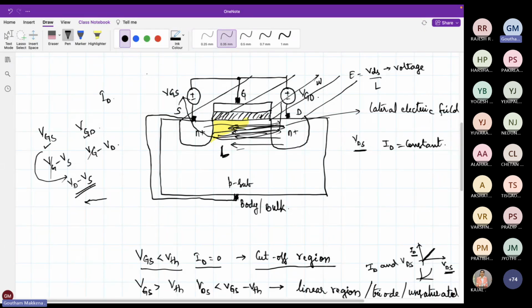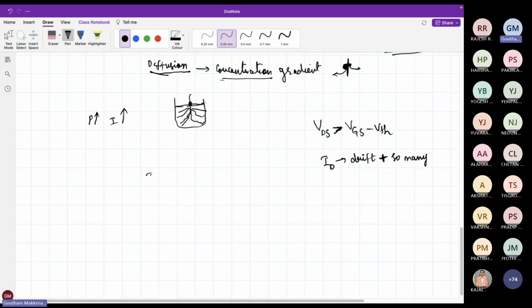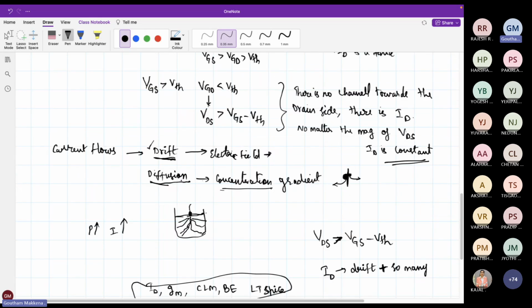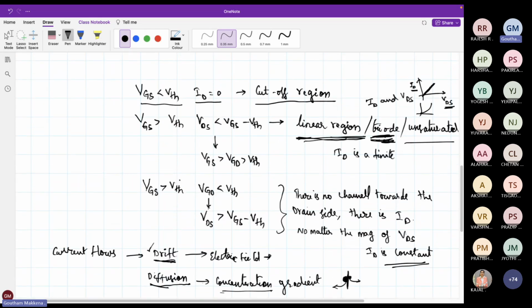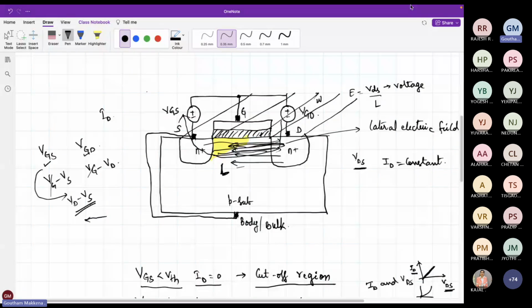Slowly, when I derive the ID equation, so next class will be the ID equation. From that, the gm equation and second order effects, channel length modulation and body effect. And then in the last half an hour, I will do LTspice. So this is going to be our next class. Any doubts?